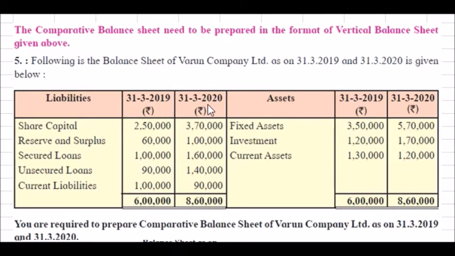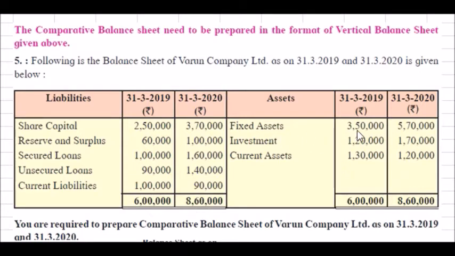This is the balance sheet of Varun Company, with liabilities and assets for the previous year and the current year. Share capital is 2,50,000 and 3,70,000 rupees. Reserve and surplus is 60,000 and 1 lakh rupees. Secured loan is 1 lakh and 1,60,000 rupees, and unsecured loans are 90,000 and 1,40,000 rupees. Current liabilities are 1 lakh and 90,000 rupees. The total liabilities are 6 lakh rupees in the previous year and 8,60,000 rupees in the current year.